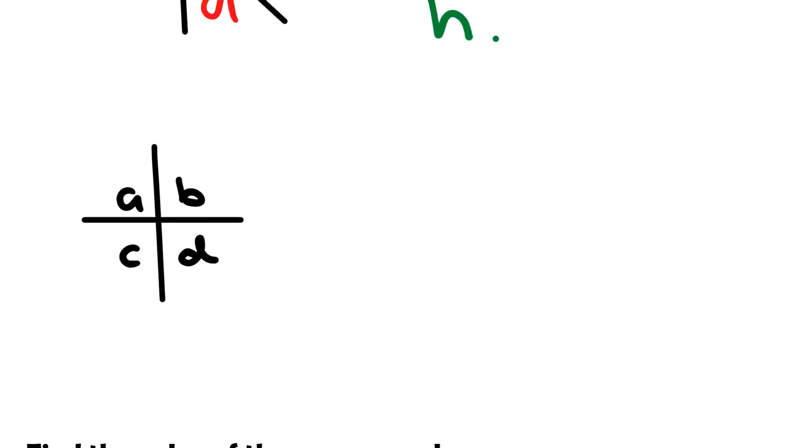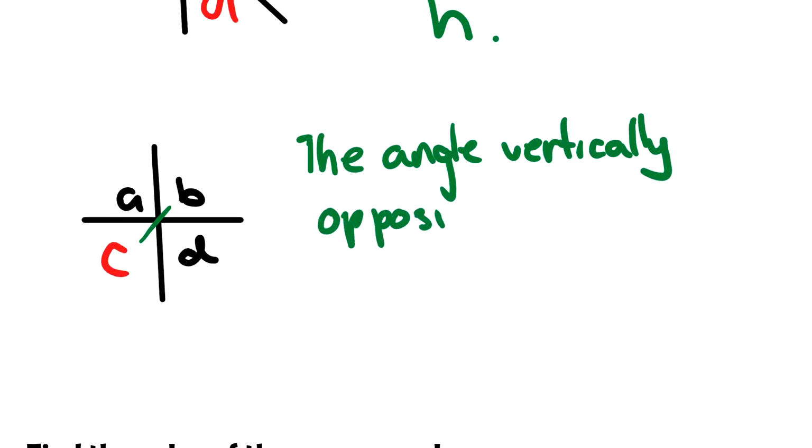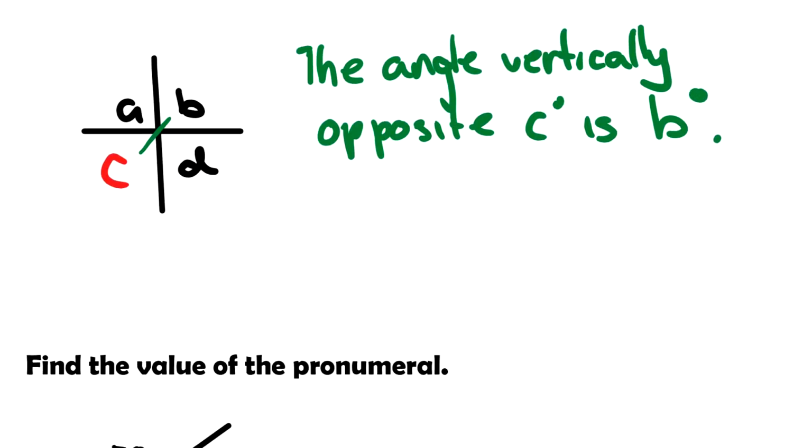Alright, so let's look at a different one. This time I'm going to choose C. The same thing, we're looking straight across that point. So the angle vertically opposite C is B. Again, it's just a straight angle vertically opposite it.